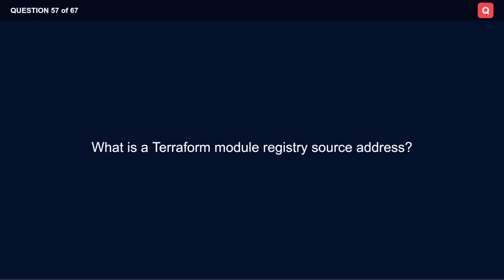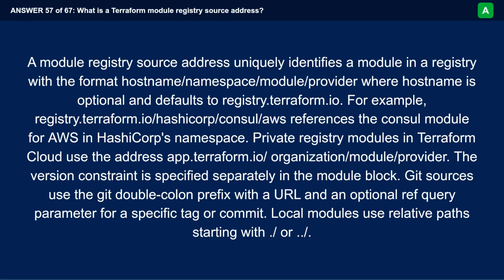What is a Terraform module registry source address? A module registry source address uniquely identifies a module in a registry with the format hostname/namespace/module/provider, where hostname is optional and defaults to registry.terraform.io. For example, registry.terraform.io/hashicorp/consul/aws references the Consul module for AWS in HashiCorp's namespace.